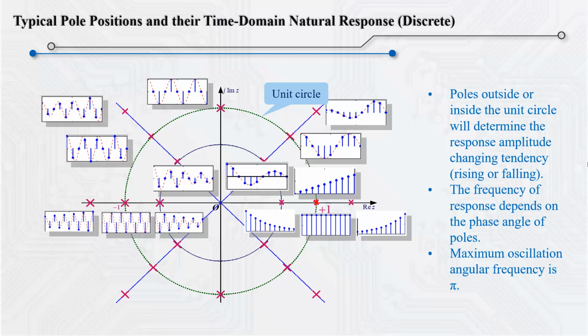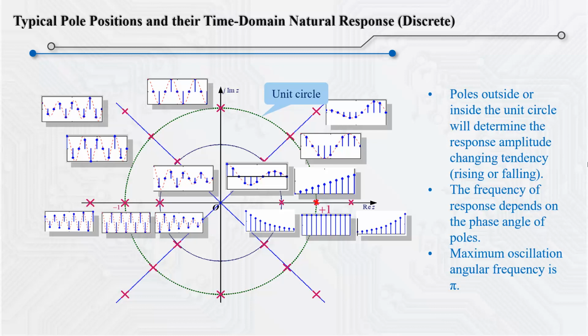However, from this graph, we can find that the oscillation frequency of natural response increases according to the phase angles of the poles. The maximum oscillation frequency of the time domain natural response is pi. When the phase angle is greater than pi, it's actually a repetition of the original poles. This is because the poles with phase angles greater than pi are actually the conjugate symmetric poles with a phase angle less than pi. In general, the relation between the poles of a discrete LTI system and its time domain natural response has the following characteristics.